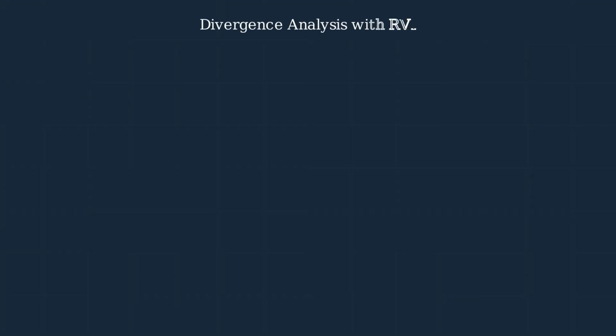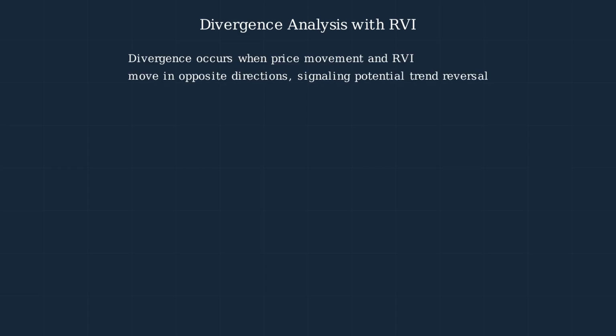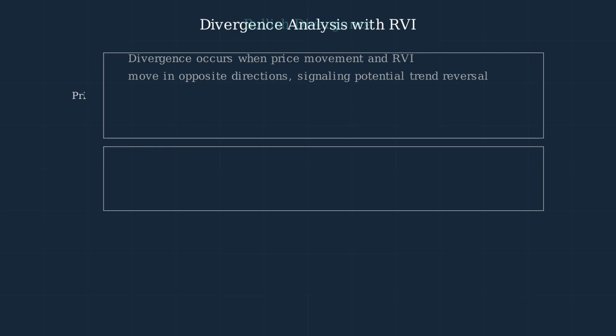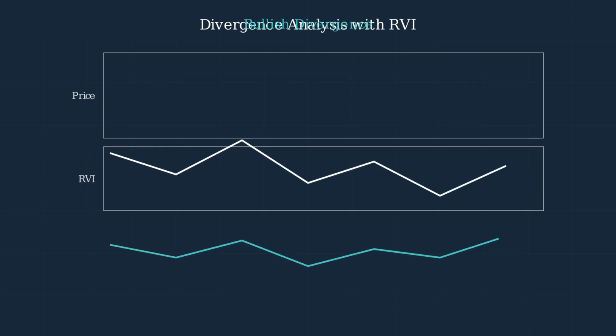Divergence analysis is a powerful technique for identifying potential trend reversals using the Relative Volatility Index. Divergence occurs when price movement and the RVI indicator move in opposite directions. This disconnect signals a potential weakening in the current trend momentum. Bullish divergence forms when price makes lower lows while the RVI makes higher lows. This suggests weakening downward momentum. Notice how price continues to make lower lows, but the RVI is starting to make higher lows. This divergence can signal a bullish reversal as selling pressure diminishes.